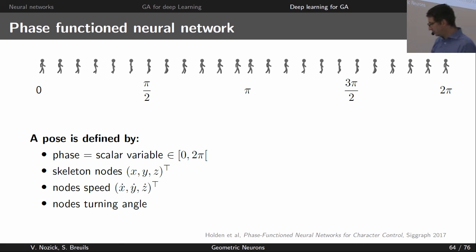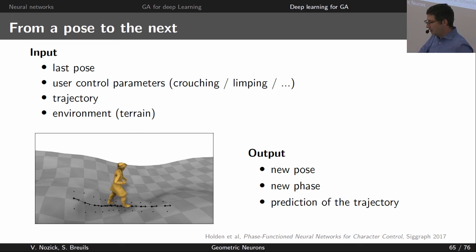the animated object. So here we can see more specifically, on an animation, the phase, and for each part of the skeleton, the position, the speed, and some turning angle. So the question we want to ask deep learning is, if I give you all those things, I mean position, phase, and so on, and trajectory, can you give me the next step of my motion? So a new pose, the next phase, and the next trajectory.